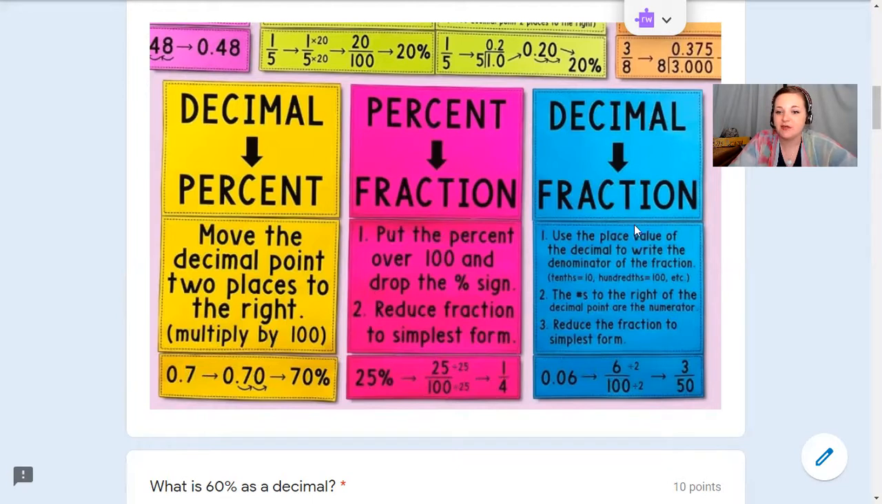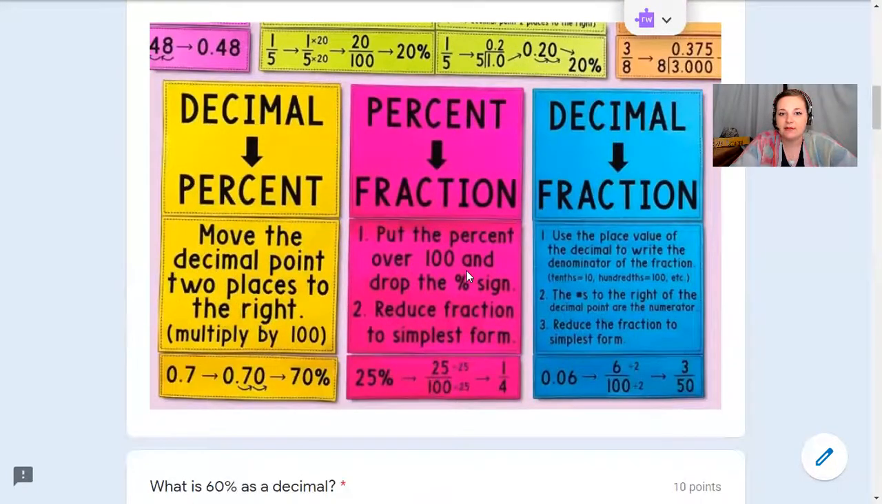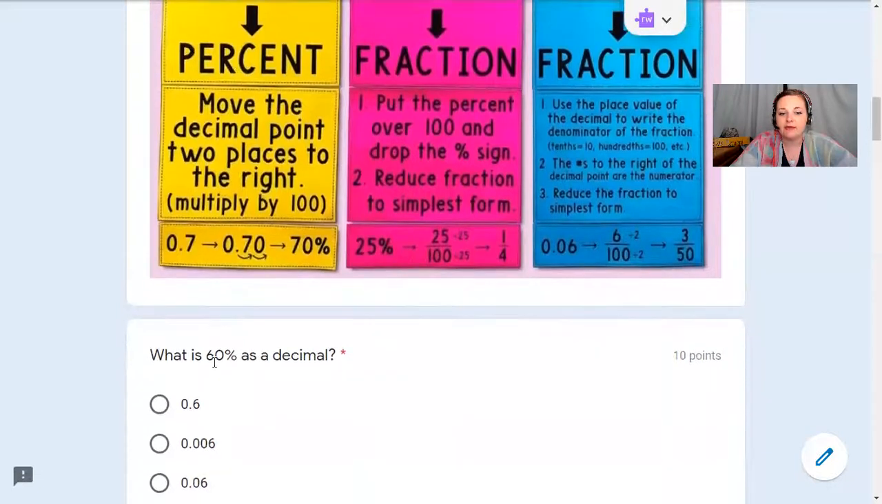To do a decimal into a fraction, you're just going to use the place value of the decimal to write the denominator of a fraction. So if it's in the 10th place, it's going to go over 10. Remember the 10th place is the first one. If it is in the 100th place, which this one is, then you're going to put 6 over 100 and simplify that fraction to its simplest form. So with these helpful posters, I would suggest referring back to them when you are converting back and forth.